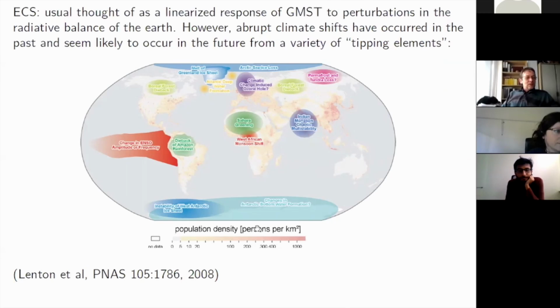But if we look at, for example, Lenton's paper on the tipping elements, there are a variety of processes where it's suspected we may have a fairly sudden and abrupt response, at least locally, to a steady and small change of input. So how can equilibrium climate sensitivity and tipping points fit together?